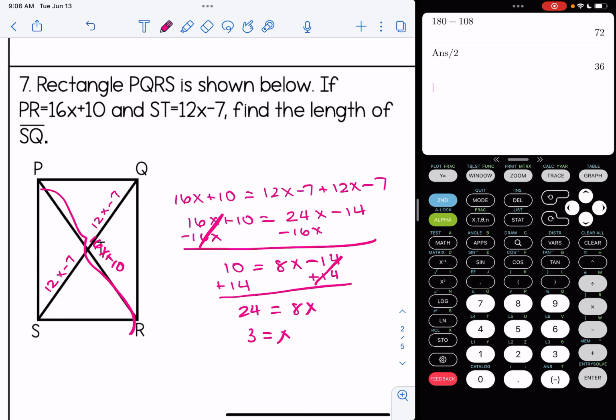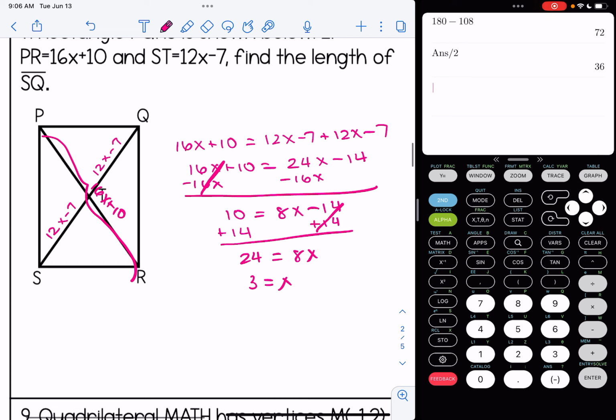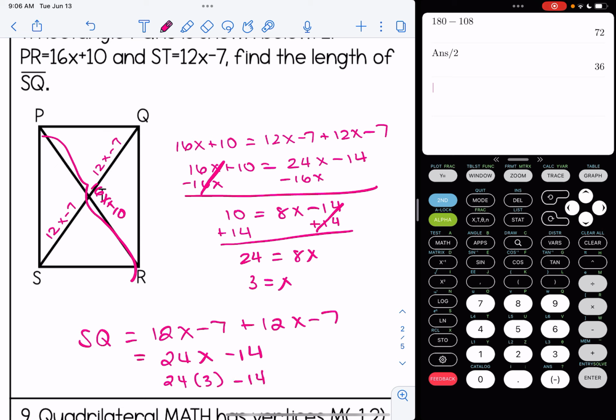And we want to find the length of SQ. If you look at your picture, or look at mine, SQ was basically equal to 12x minus 7 plus 12x minus 7, which we combined before to be 24x minus 14. And now we know that x is 3. So plug 3 in. So 24 times 3 minus 14, and we get that SQ is 58.